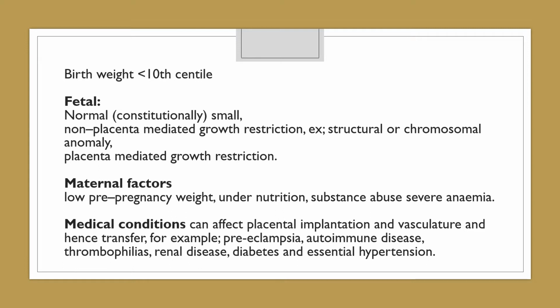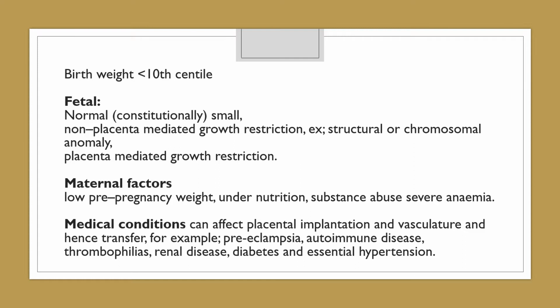So there are different causes of a SGA baby. They can be fetal, which is, it could be that it's normal for that baby, so it's constitutionally small. It could be non-placental mediated growth restriction, like for example, structural or chromosomal anomalies, or it could be placenta-mediated growth restriction. There can be maternal factors like low pre-pregnancy weight, undernutrition, substance misuse, or severe anemia.